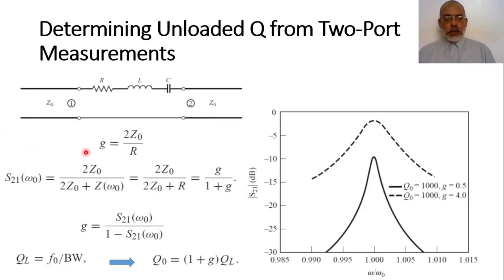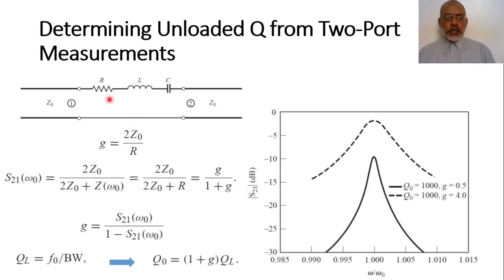The question now is how to determine the value of G. As I said, G equals 2Z naught over R. By measuring the transmission coefficient for this two-port network from port 1 to port 2, we can find out that S21 equals 2Z naught over 2Z naught plus the impedance of the resonant circuit Z of omega. How has this relation been obtained?